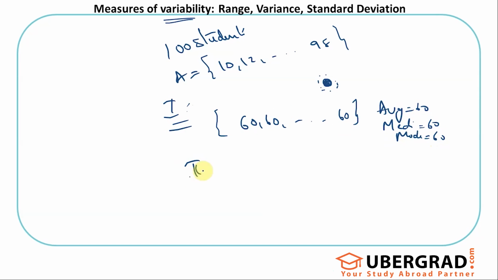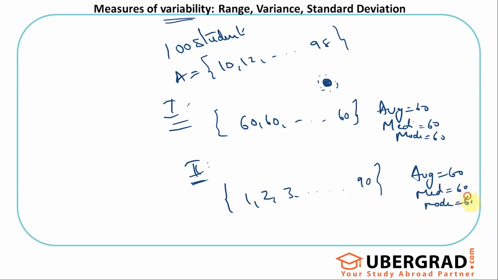I can have another case where the data would be like 1, 2, 3 and so on up to, maybe 60, let's say 90 or something. It has to be much more than that, but anyway, the scores could be spread out in such a way that I can still have the average 60, median 60, mode 60. This is still possible. But see the difference: every student got 60, 60, 60. That means everyone is at the same place.